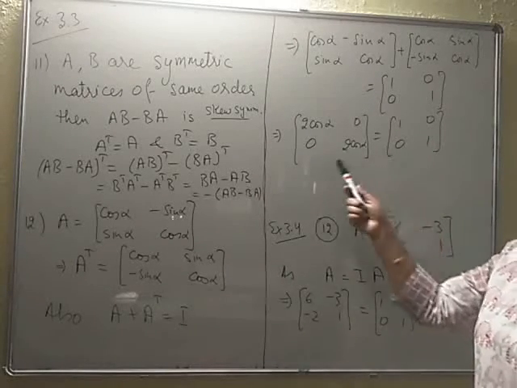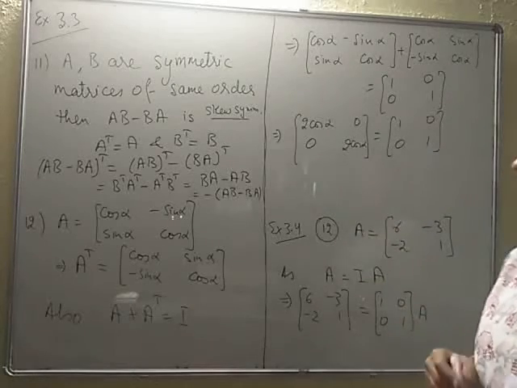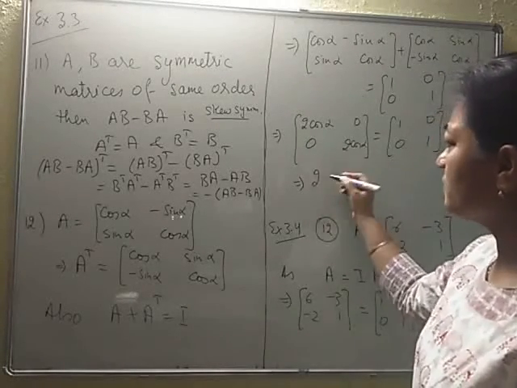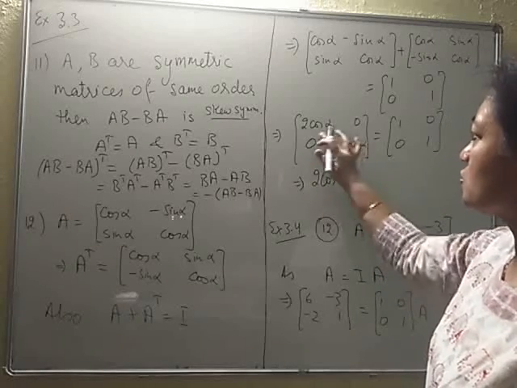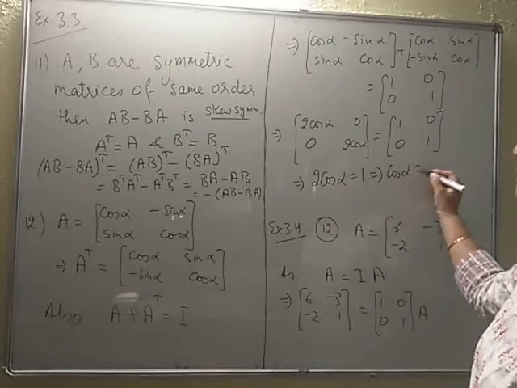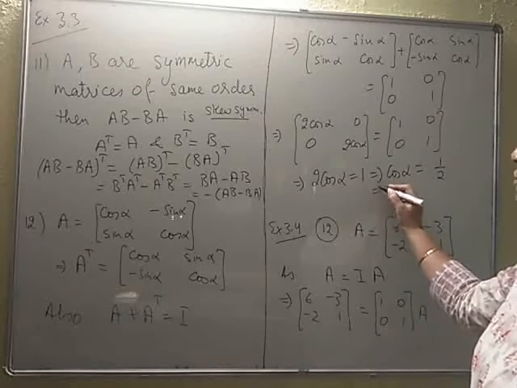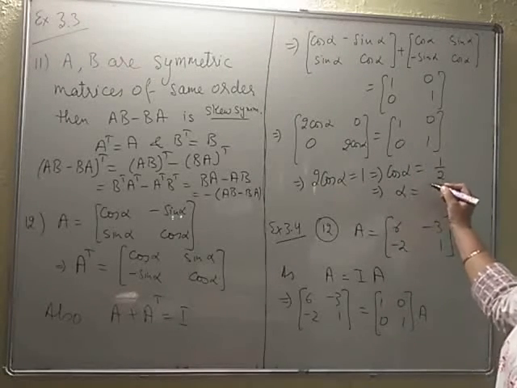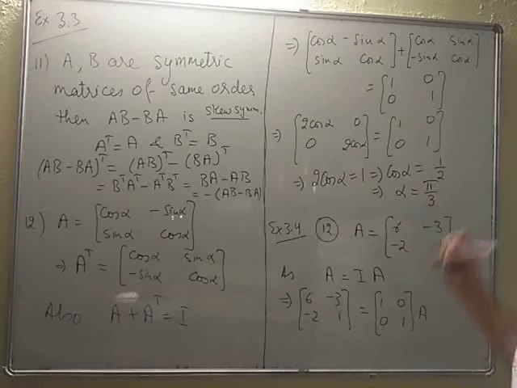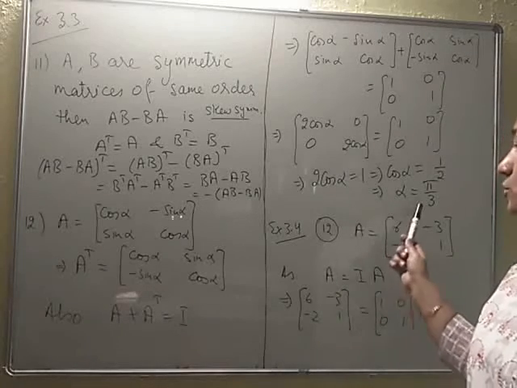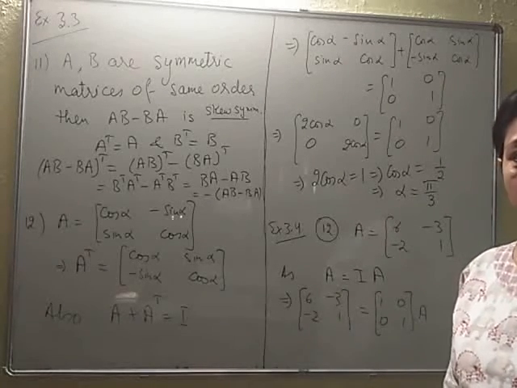Because these two matrices are equal, their corresponding elements have to be equal. Let us equate the corresponding elements. Any one you can equate. We can say 2 cos alpha is 1, or we can say cos alpha is 1 by 2. So what should be the angle alpha? Cos is 1 by 2 at pi by 3. So if you look at the options, you will find one of the options as alpha is pi by 3. So that will be the correct solution.